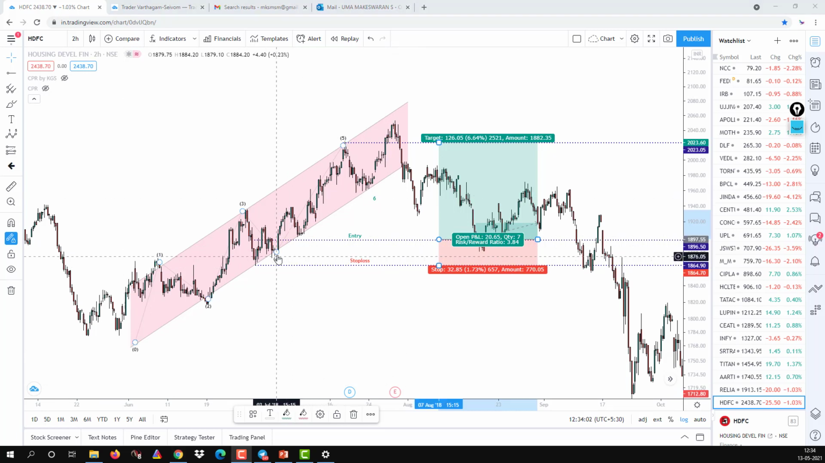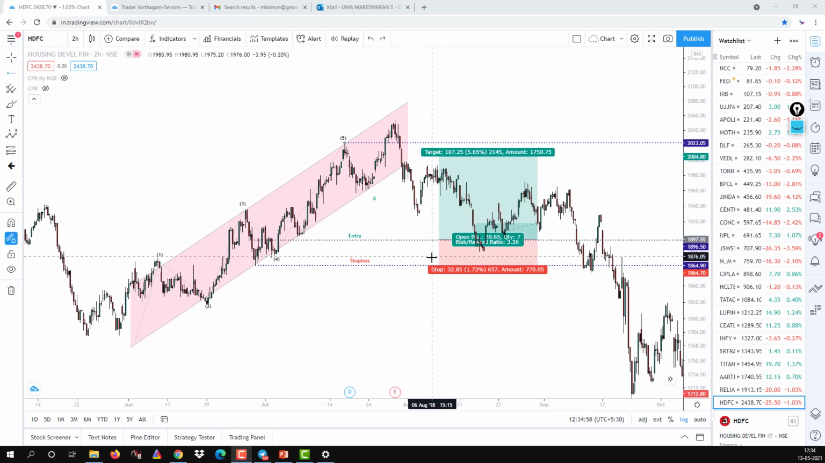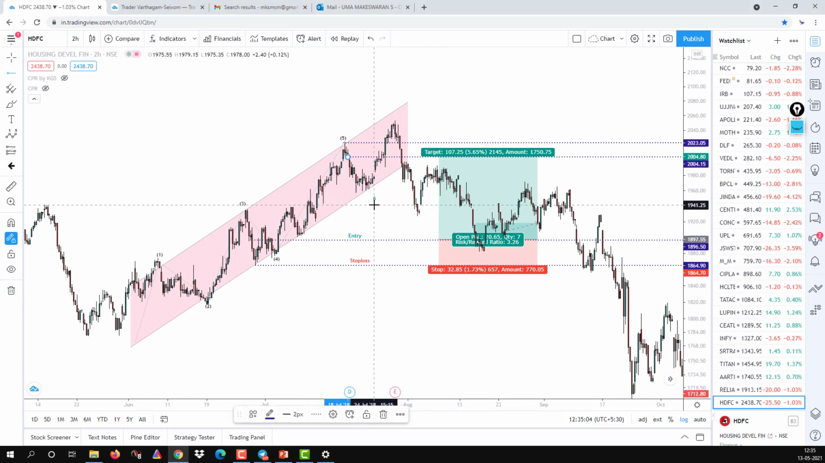This is for the first trade inside the channel, and for the second trade, see, the length of the channel is a little bit short. If you take the trade in the second channel, then we go for the second entry. This is the entry point.